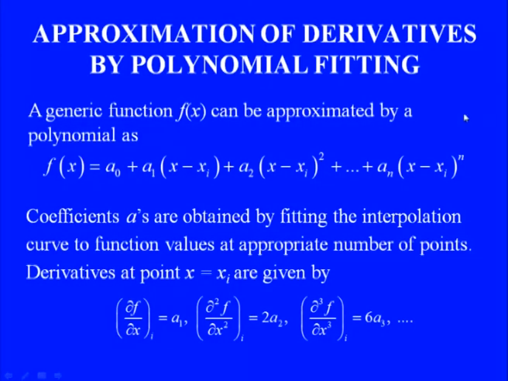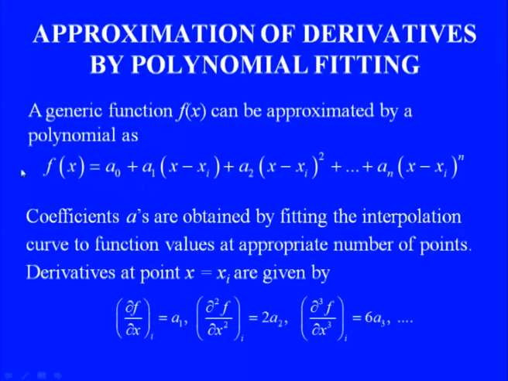Let's have a look at the next scheme, that is obtaining approximation of derivatives by polynomial fitting. We have already seen this expansion earlier, that a generic function f of x can be approximated by a polynomial as f of x is equal to a0 plus a1 into x minus xi plus a2 times x minus xi square plus so on, an x minus xi to the power n. We have taken it in terms of x minus xi so that we can easily obtain the expression for the derivative at x is equal to xi.